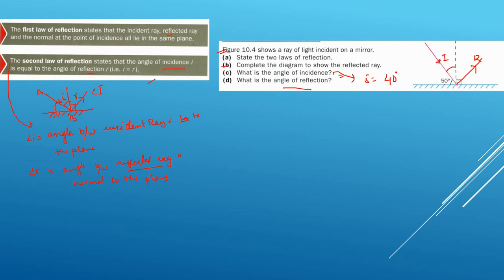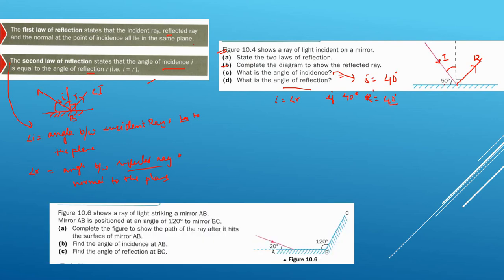What is the angle of reflection? Just now I said I is equal to R. So if I is equal to 40, it means what? R will also be 40 degrees. I hope this is clear. Now let's see one more question.